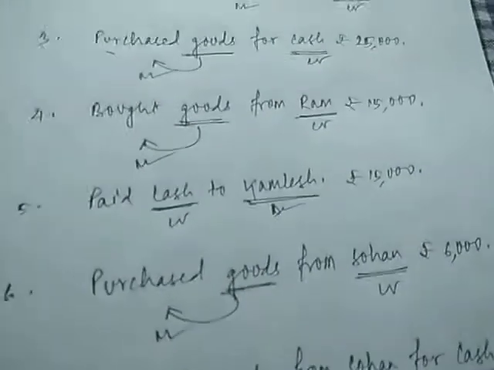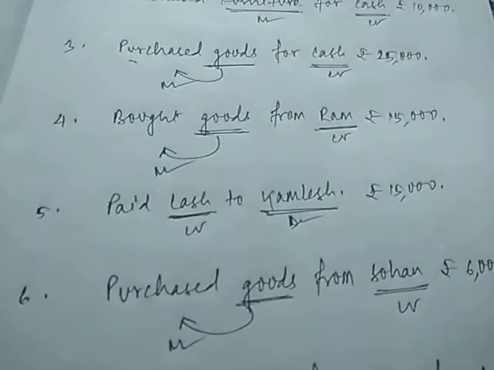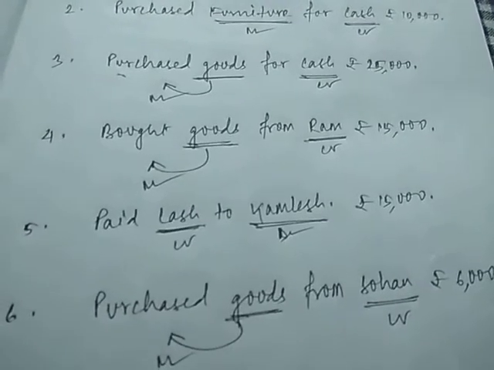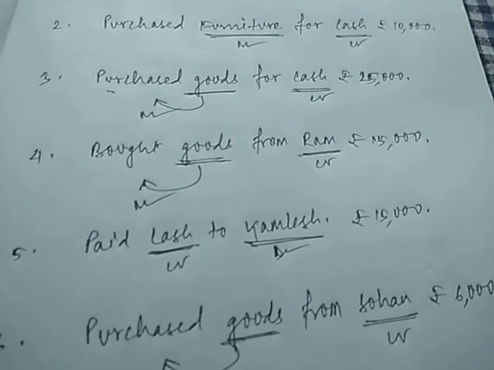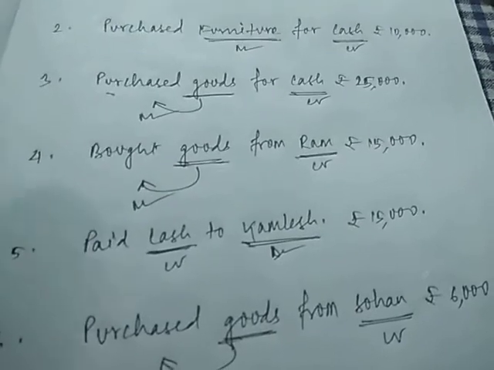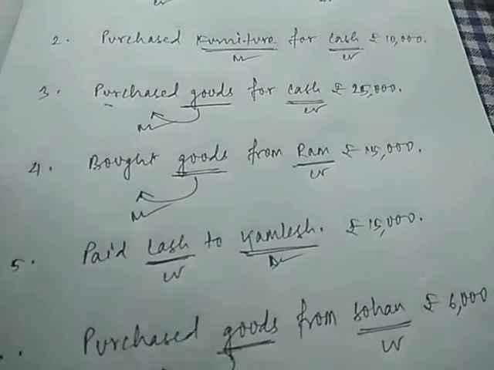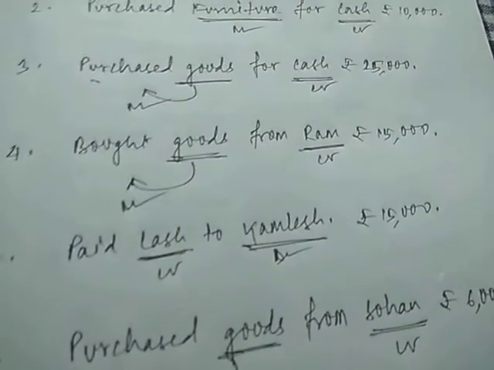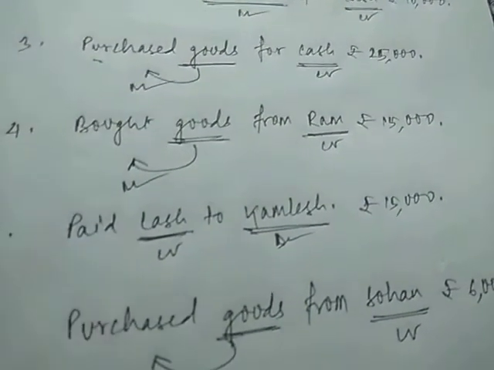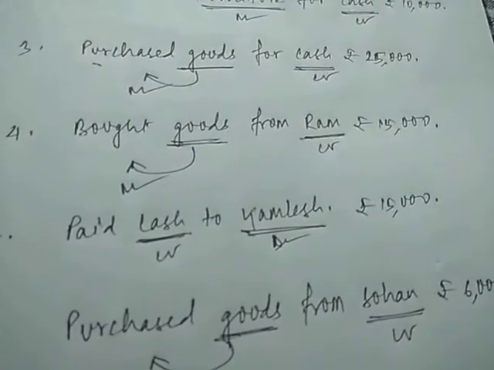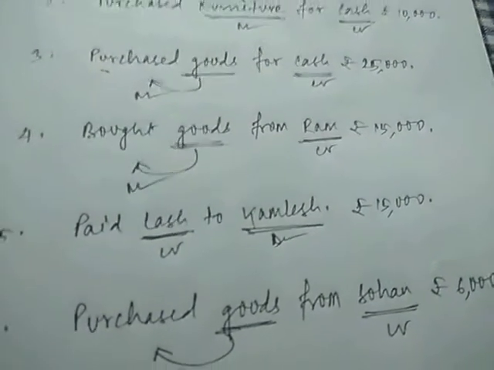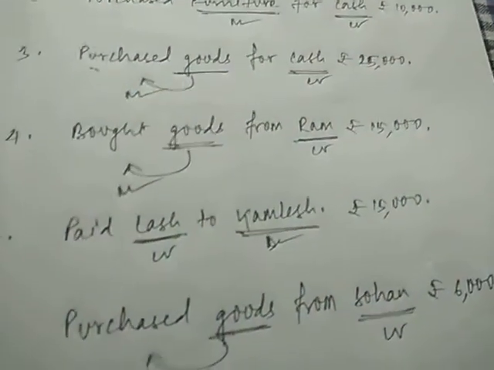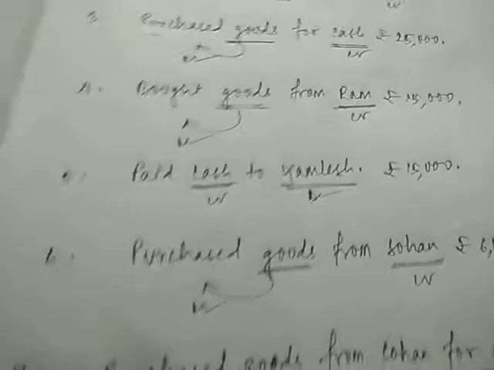In the next case, paid cash to Kamlesh rupees 15,000. So we have paid cash to Kamlesh rupees 15,000. So Kamlesh account will be debit because Kamlesh is the receiver here. Who has received the cash? Kamlesh. So Kamlesh will get the amount rupees 15,000. And what we have paid, cash, has gone out of the business, so cash will be credit. And the receiver Kamlesh is a personal account, and in a personal account we have seen, debit the receiver, so in this case the receiver is Kamlesh, so Kamlesh will be debit and cash will be credit.